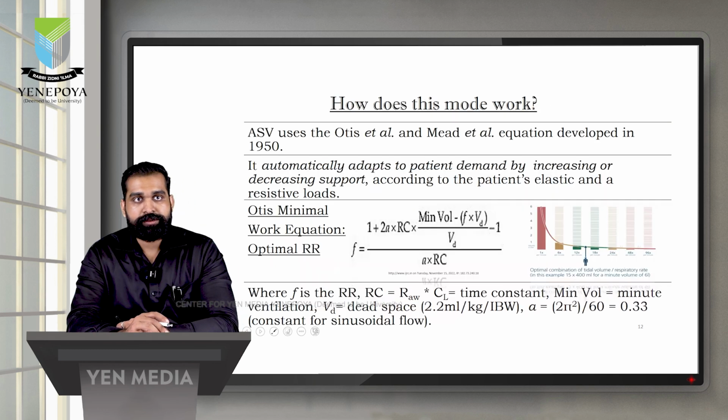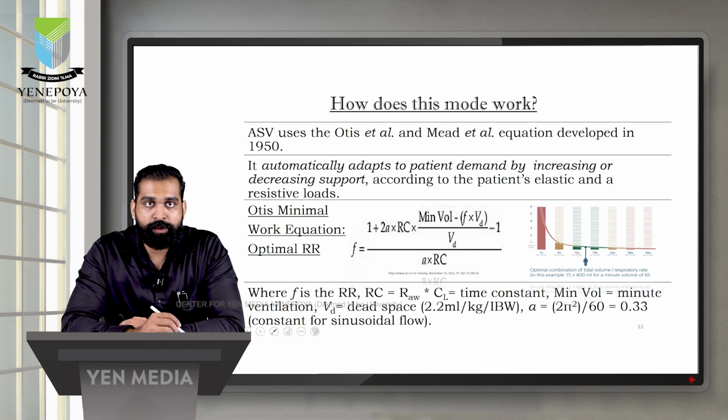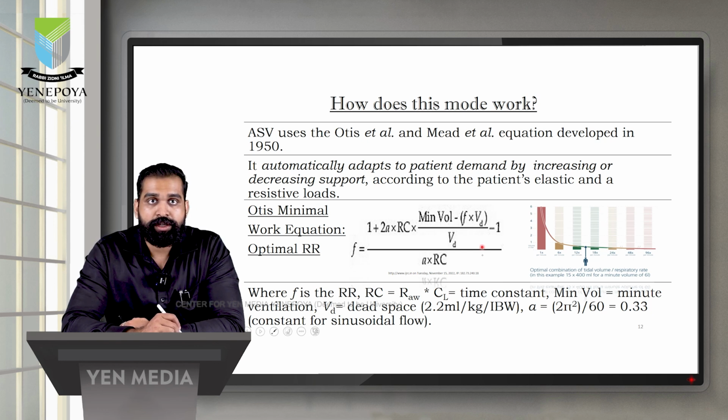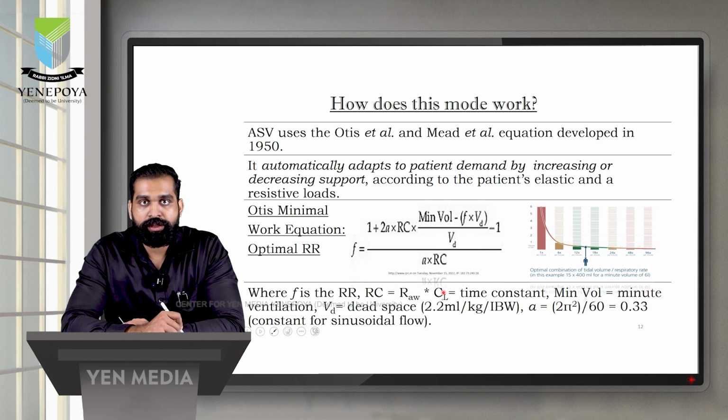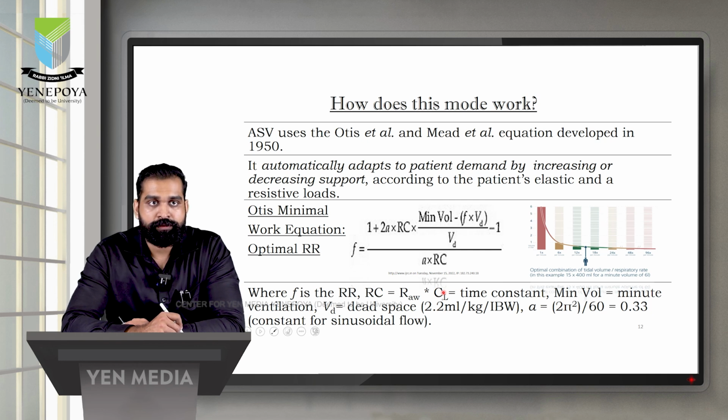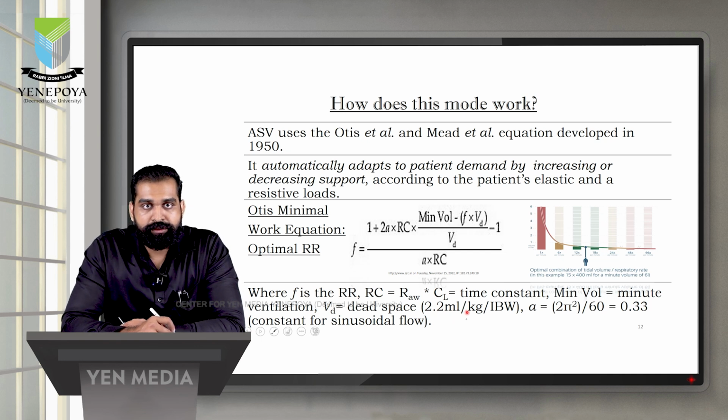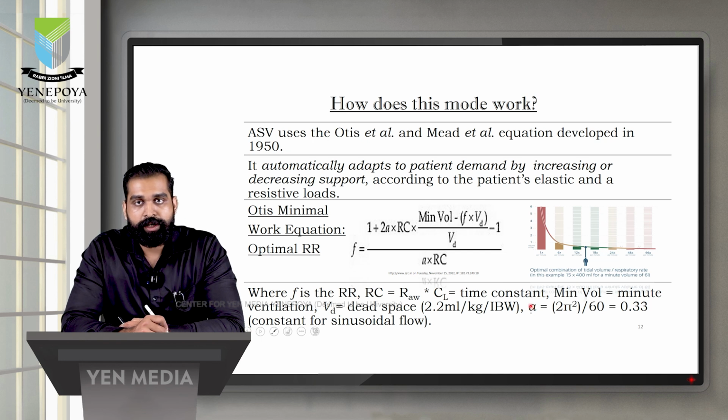Now how does the ventilator calculate this? The ventilator calculates this by using Otis's minimal work equation, which Dr. Otis developed and which was later modified by Dr. Mead. Here you can see the components of Dr. Otis's equation. We have the respiratory rate, and we have RC, which is the time constant, calculated by multiplying the airway resistance by the lung compliance. We have min vol, which is the minute ventilation, and VD, the dead space, which is calculated as 2.2 ml per kilogram of ideal body weight. Now to factor in the sinusoidal flow, we have added a constant, constant A, which accounts for the sinusoidal flow which the patient is assumed to have.